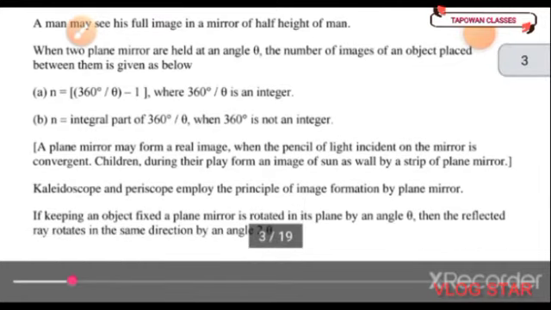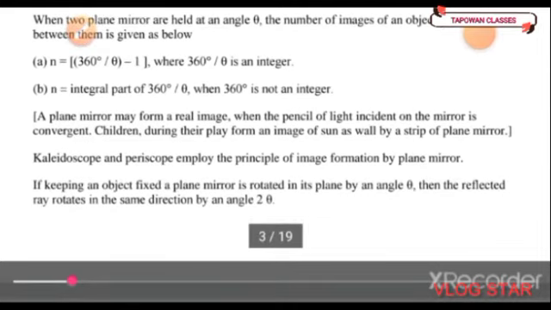A plane mirror may form a real image when the pencil of light incident on the mirror is convergent. Children during their play form an image of the sun on a wall by a strip of plane mirror. So it is very useful whenever we are doing these things. And kaleidoscope, you will better understand what a kaleidoscope is. Kaleidoscope and periscope employ the principle of image formation by a plane mirror.